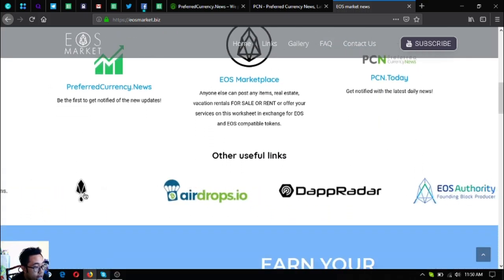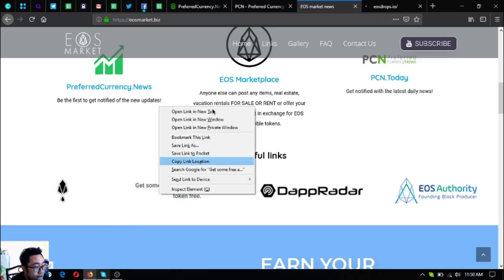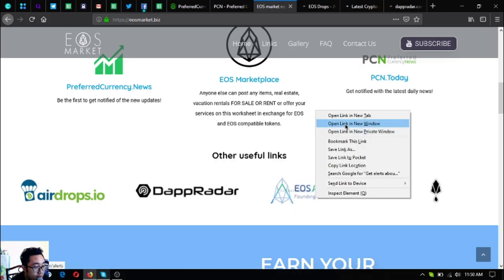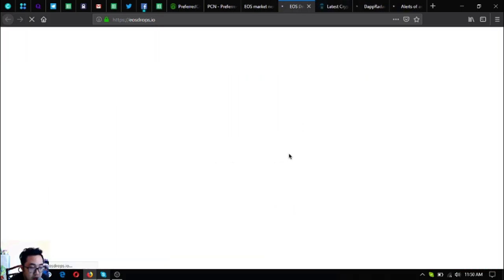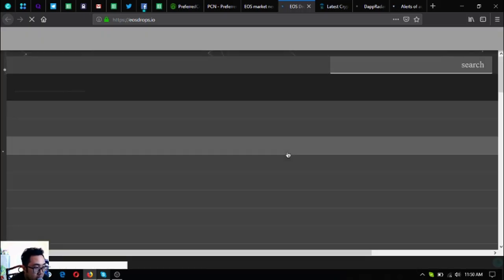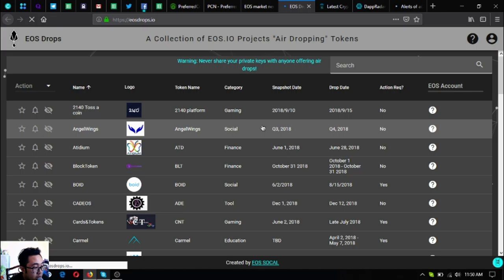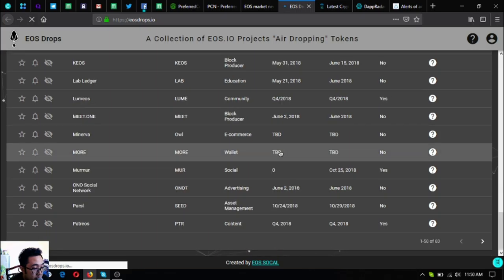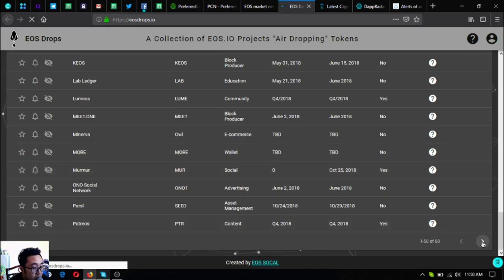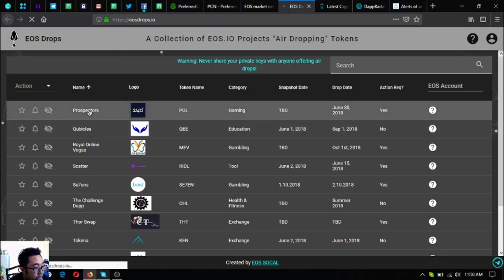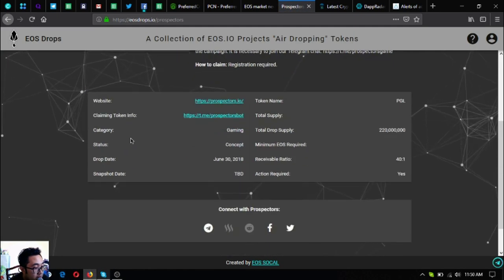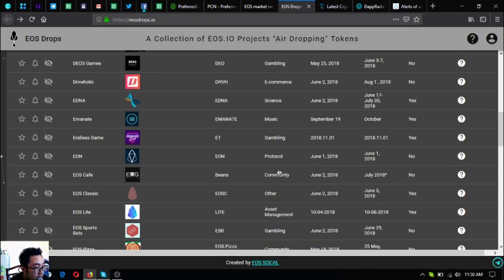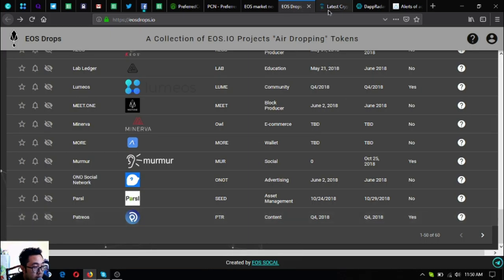Also found here are other useful links like this one. I'm just going to share these links with you. This is a list of all the upcoming and latest EOS airdrops called eosdrops.io. As you can see, these are full of EOS airdrops. Currently there are 60. If you have time, you can claim them one by one, and all the information needed is just inside the link. Just click on your desired airdrop.